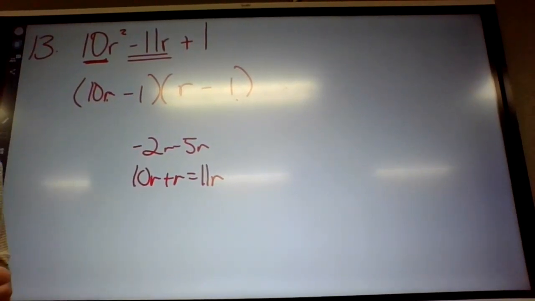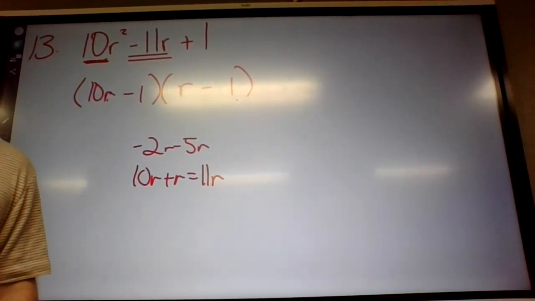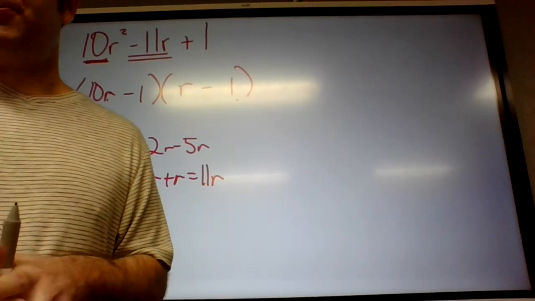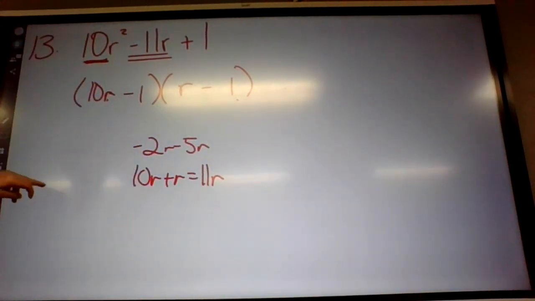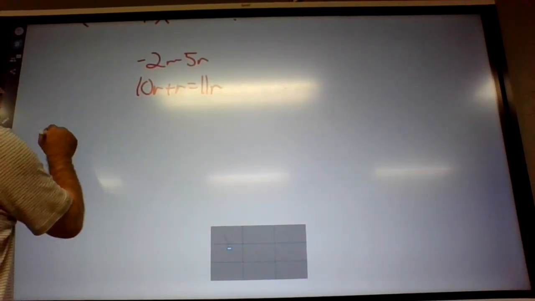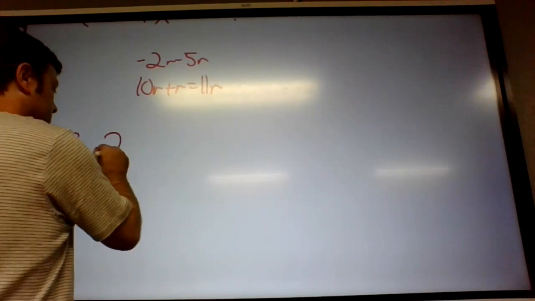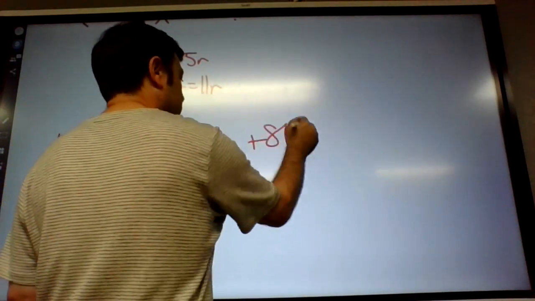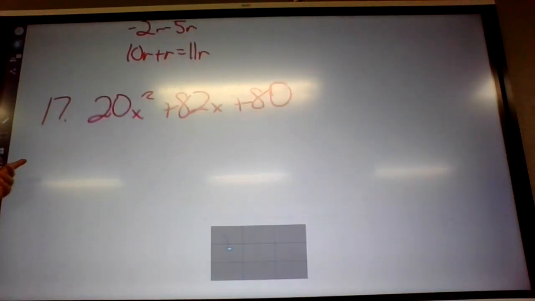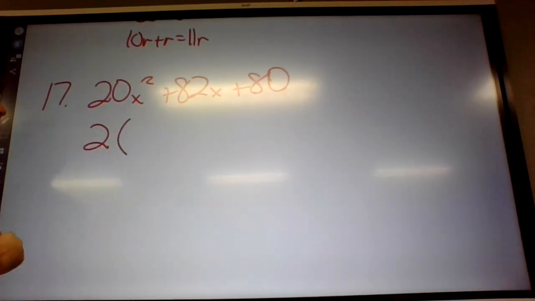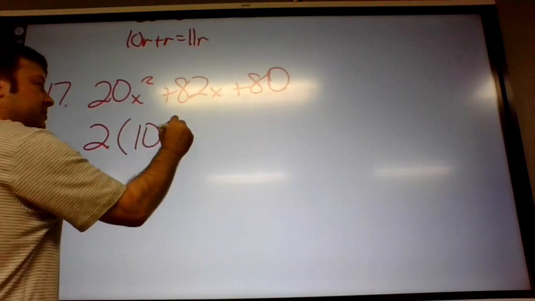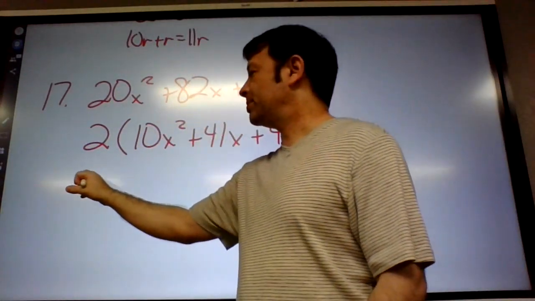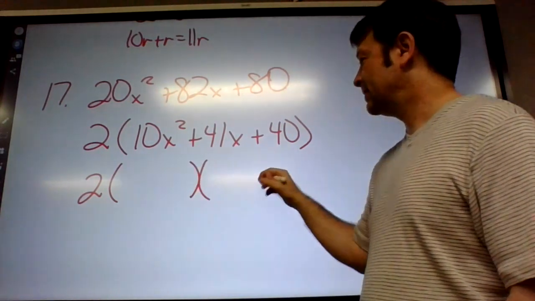2. Yeah, that looks like it's it. If you have an 82 and 80, they're only 2 apart. That means the biggest thing we could take out is actually a 2. Here, let me write this down. If they're all even numbers, you know 2 can come out. After 2 comes out, you divide all these by 2. And then usually what's in parentheses will probably factor again.